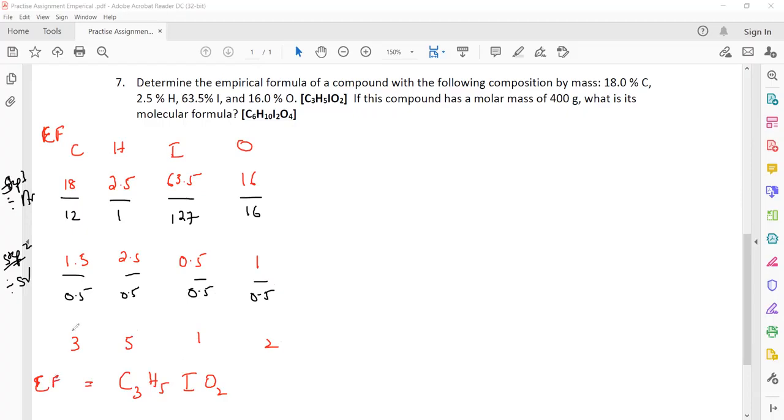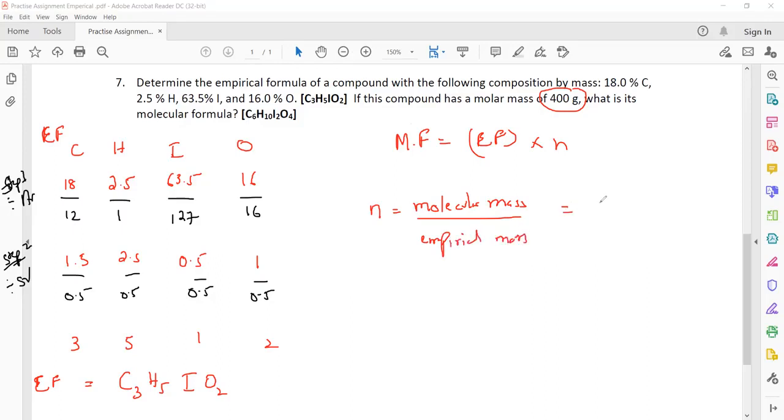That is the empirical formula. Then, if this compound has a molar mass of 400, what is the molecular formula? To get the molecular formula, it is equal to the empirical formula multiplied by N. And what about N? N is the molar mass or molecular mass divided by the empirical mass. The molar mass is given in the question, that is 400. How to work out the empirical mass? Empirical mass is from the empirical formula.